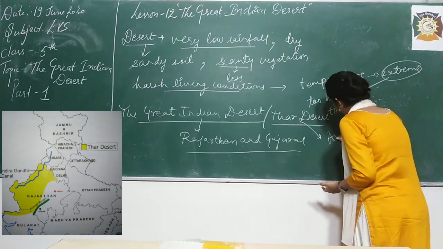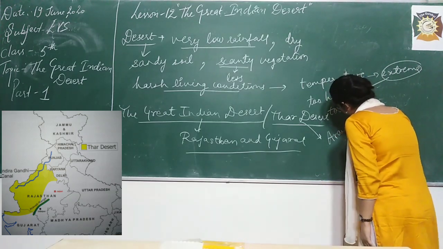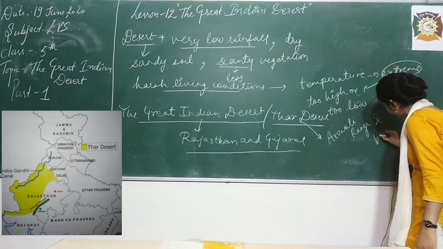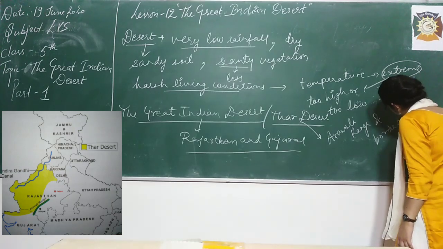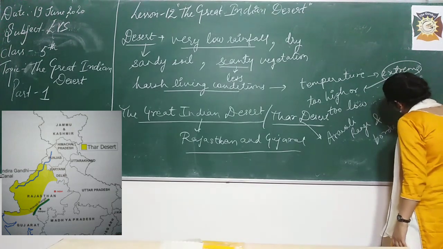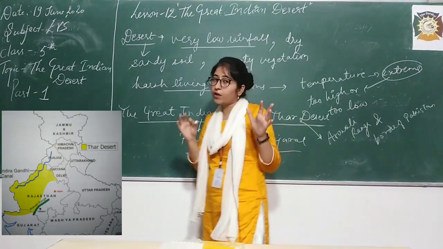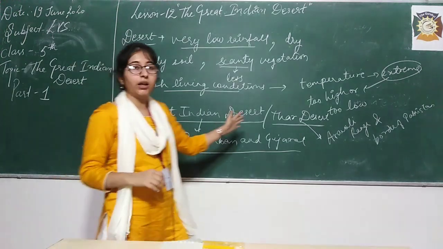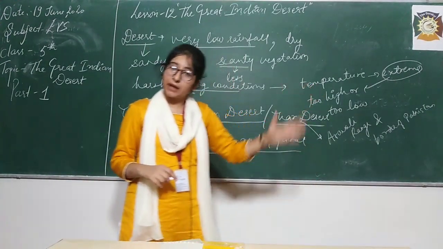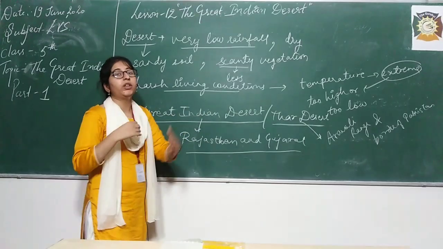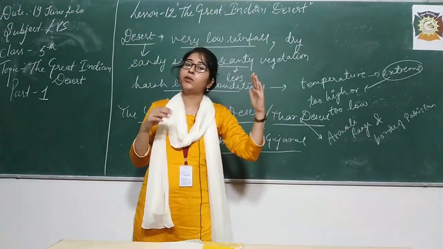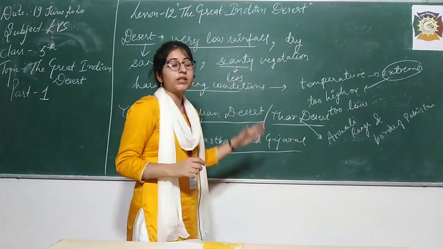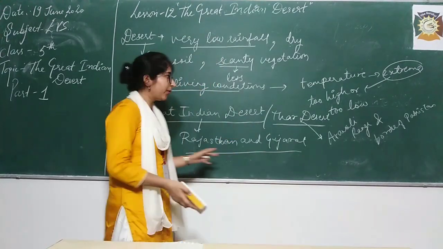So it lies between the Aravalli Range and the border of Pakistan. Right? So this is the location of the Thar Desert. First of all, you need to know where it is located: it is located in Rajasthan and Gujarat, it shares the border with Pakistan, and it lies just between the Aravalli Range and the border we share with Pakistan. So this is the location of the Aravalli Range, and after this, the location of the Thar Desert.